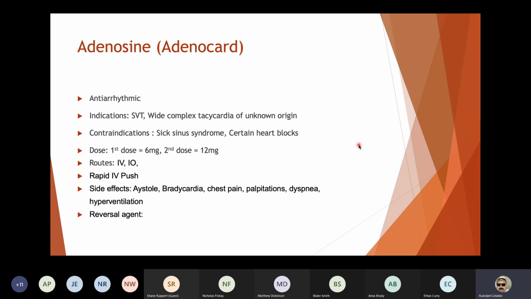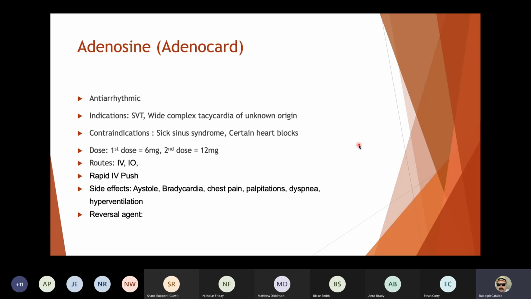All right, first medication when we talk about cardiac meds. Adenosine, also goes by the name Adenocard. It is an antiarrhythmic, generally used for the treatment of SVT or wide complex tachycardia of unknown origin. Contraindications, any heart blocks. We don't want to give adenosine for any sort of heart block because for one, it might not work. And for two, it could actually cause the patient to tank.